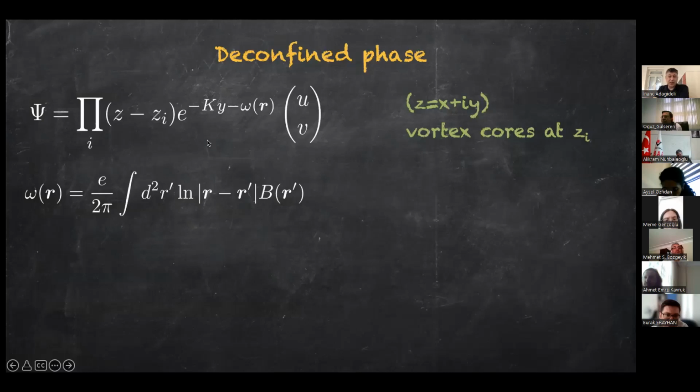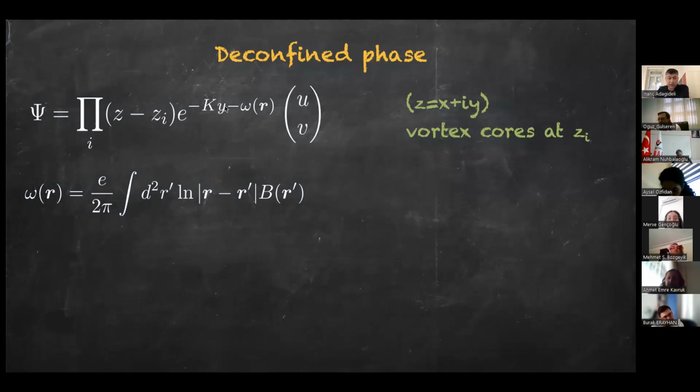So this is the whole thing, the deconfined phase. You can write down the general form of the wave function as follows. Again, just like that, at every vortex you have this z minus c_i. You have this prefactor kappa y, and you have this omega of r. Then you have this u and v, those two electron and hole components, essentially what remains after some heavy unitary transformations, what remains of that spin and electron-hole components.